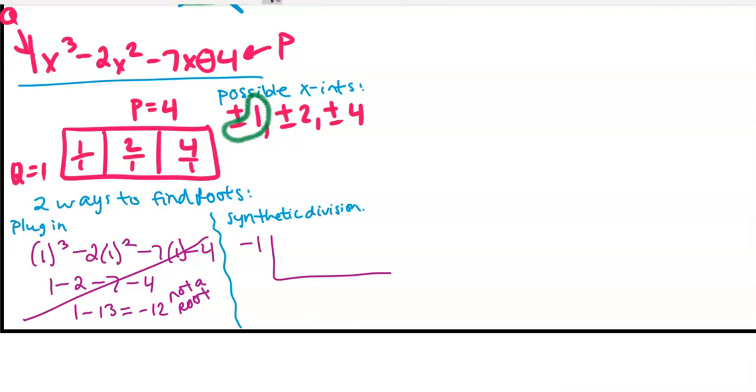Okay, -1. So synthetic division, our thing started with coefficients of 1, -2, -7, -4. We bring down that 1. 1 times -1 is -1. -2 minus 1 is -3. -3 times -1 is 3. -7 plus 3 is -4. -4 times -1 is 4. -4 plus 4 is 0. So if you do the synthetic division and you get a remainder of 0, then we know that number is a root.